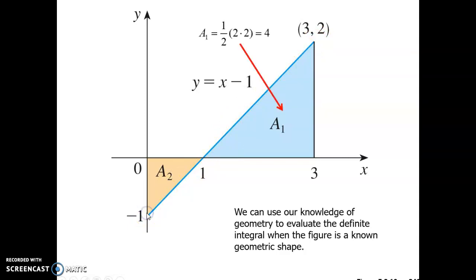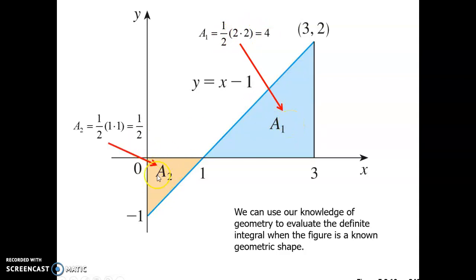And if I wanted to know the definite integral from 0 to 3, I could figure out this region area, and this is the area of a triangle. The area of a triangle is equal to 1/2 the base times the height, and in this case the base goes from 1 to 3, so that's 2 units, and the height is 2 units. You can see it goes up to a y value of 2, so 1/2 of 2 times 2. The area of area 1 is equal to 4 units.